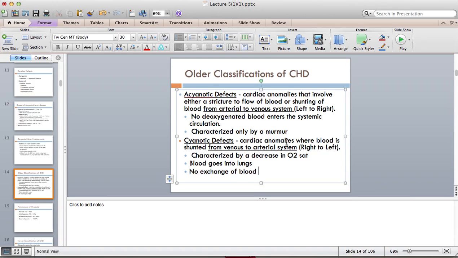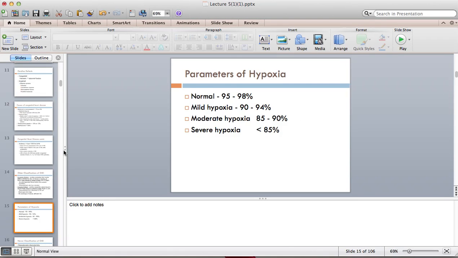So, how do we measure cyanosis in cardiology? We'll say that we're looking at parameters of 95 to 98% will be normal. And for a child that has 90 to 94, we'll classify that as mild hypoxia. Moderate will be anywhere from 85 to 90, and very severe will be below 85.